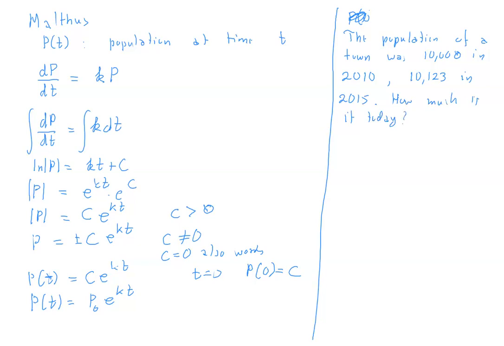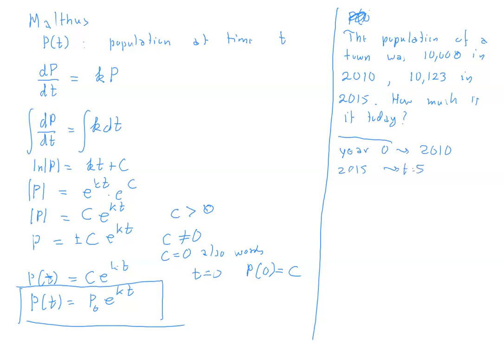So how does this work? We said that in general, the solution is given by this, right? And P naught in our case, we said year 0 will be 2010, which means that 2015 is going to be year 5. And 2023 is going to be t equals 13. So far, so good. So P of t is going to be the population at time 0, so this is going to be 10,000 times e to the kt.